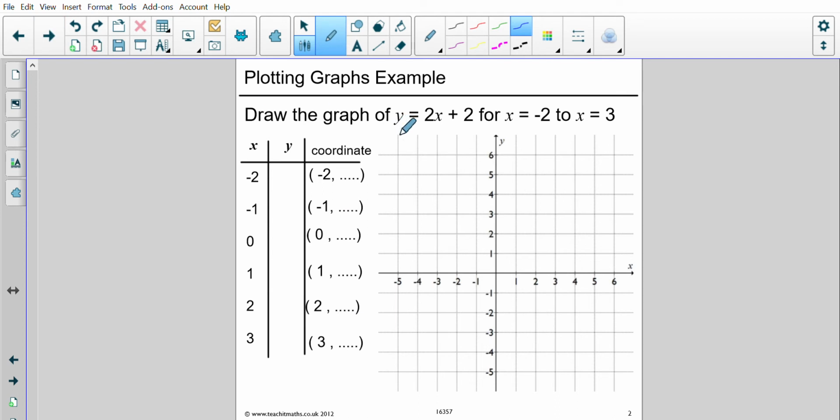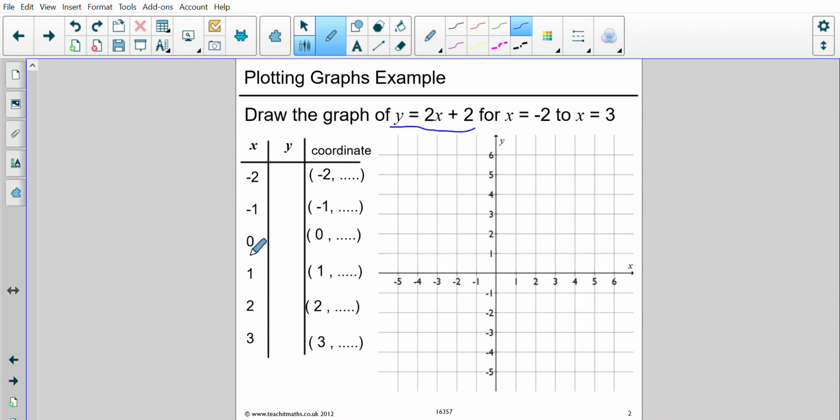Okay, so if we wanted to draw the graph of y equals 2x plus 2, and we want to draw it from x is minus 2 to x is 3, we need to work out some coordinates that we can plot. So let's do that together now. I'm actually going to come back to the negative x coordinates at the end, because as I said, that's like the extension work today. So let's start with x is 0.